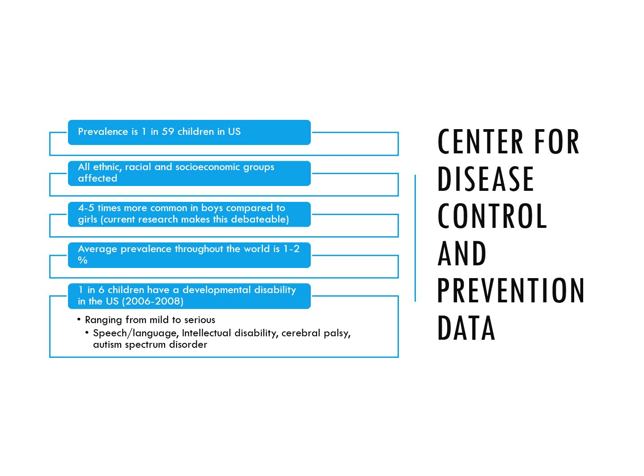The average prevalence throughout the world is 1 to 2%. 1 in 6 children have a developmental disability in the United States, ranging from mild to serious, including speech and language, intellectual disability, cerebral palsy, or autism spectrum disorder.